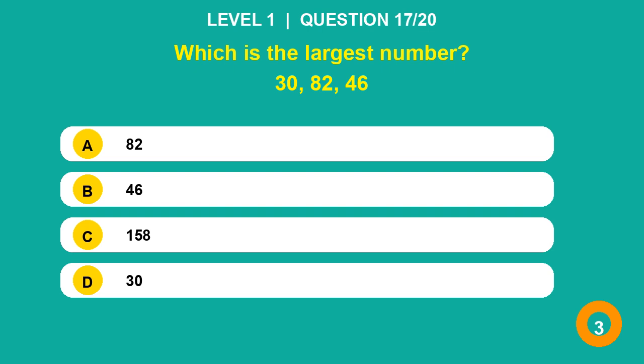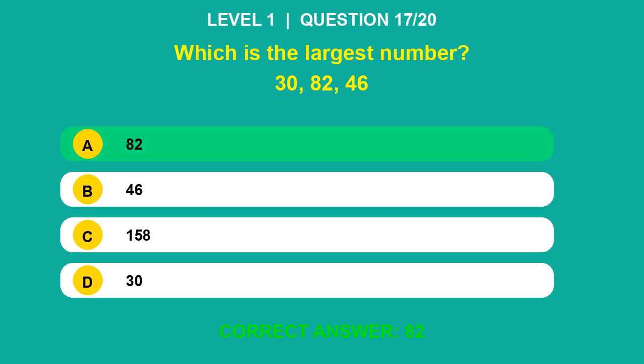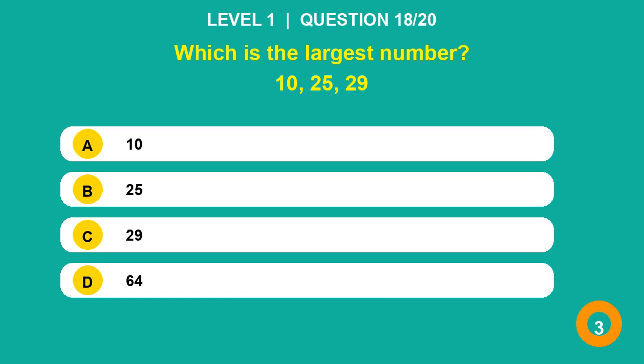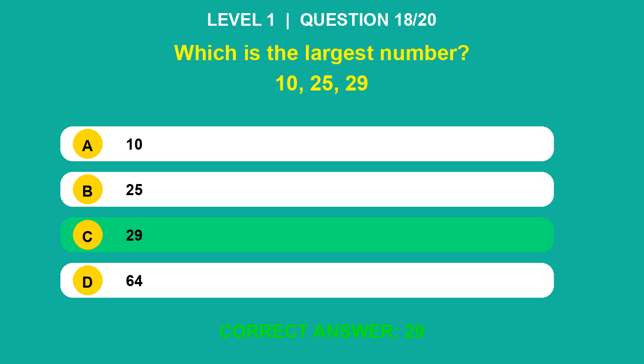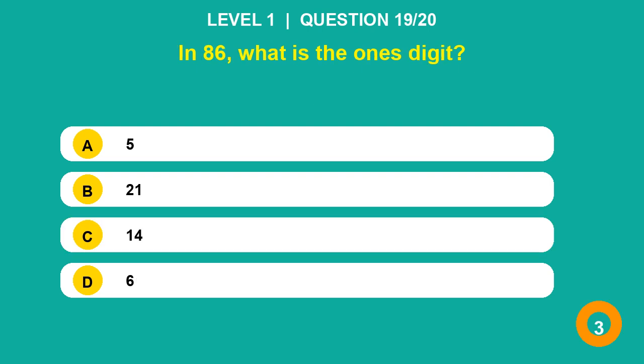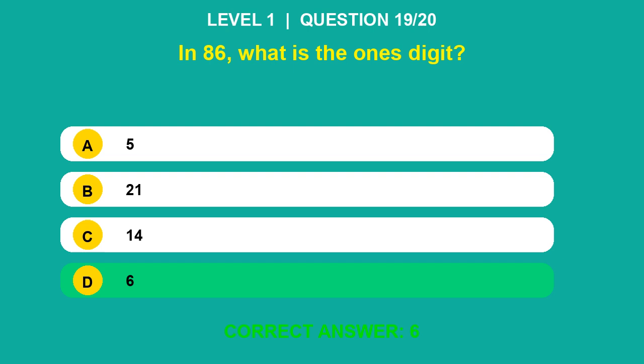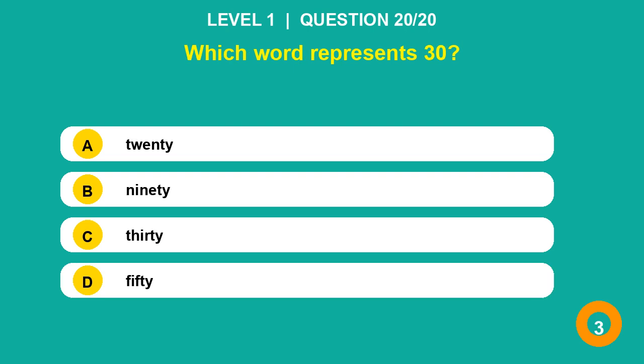30, 82, 46? Answer is 82. Which is the largest number? 10, 25, 29? Answer is 29. In 86, what is the ones digit? Answer is 6. Which word represents 30? Answer is 30.